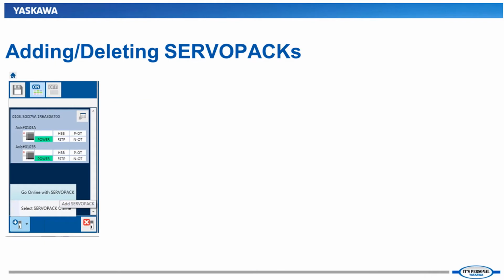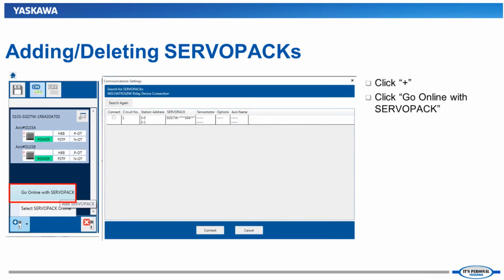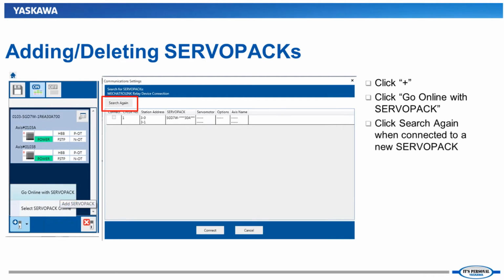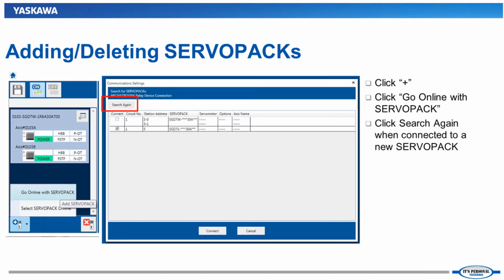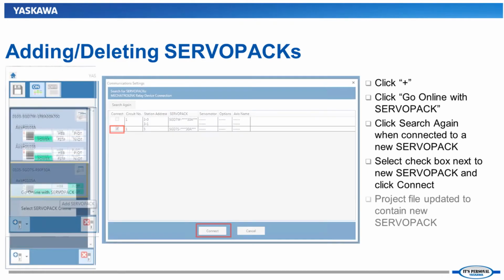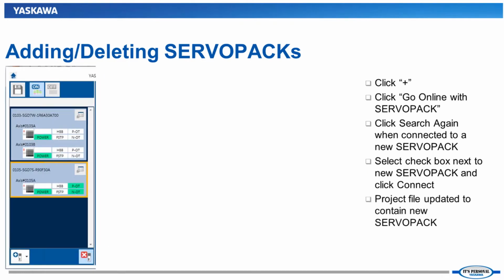Also, if you're only connected to 2 axes and you want to add a third to your project, you can. Down at the bottom left, there's this plus button, and then you click Go Online with ServoPack, search again in the top left, and hopefully when you search again you find that axis that you were looking to add. Then there'll be a checkbox next to it, so make sure to select the new ServoPack and hit Connect, and then it will be added to your project.